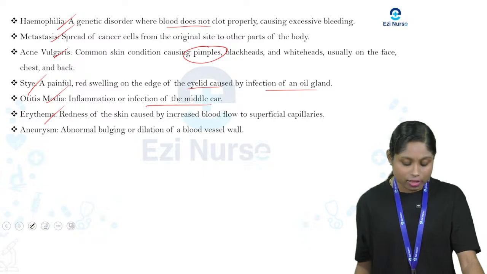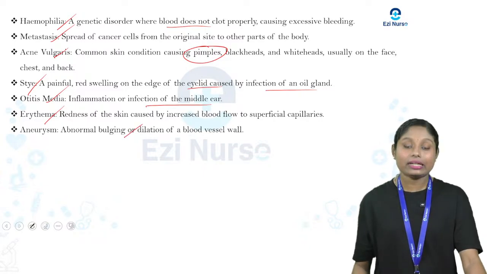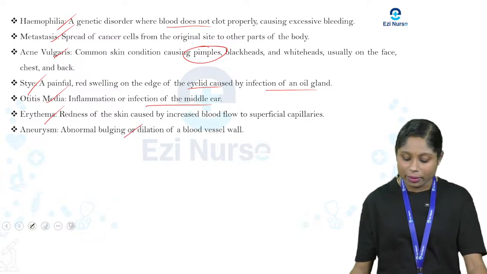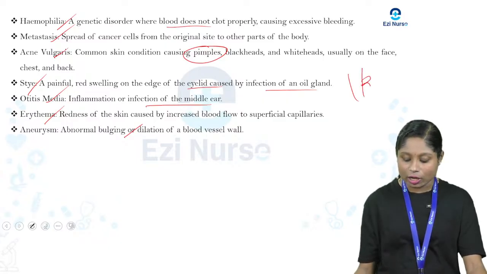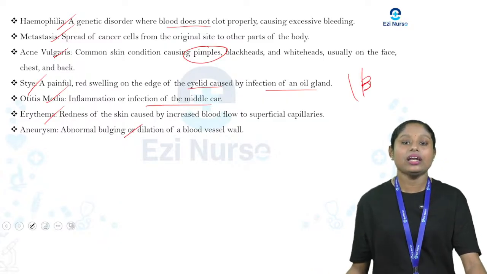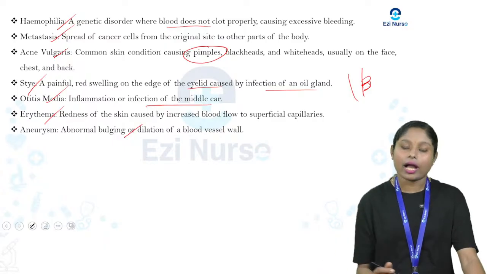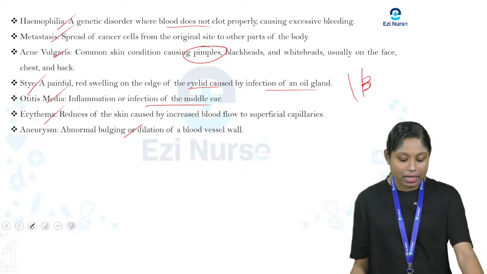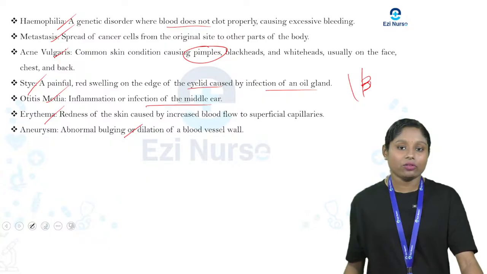Aneurysm. So what is an aneurysm? It's an abnormal bulging or dilatation of the blood vessel wall. So in a blood vessel, any bulging or any abnormal dilatation, that is what is known as an aneurysm. So it's an abnormal bulging or dilation of the blood vessel wall.